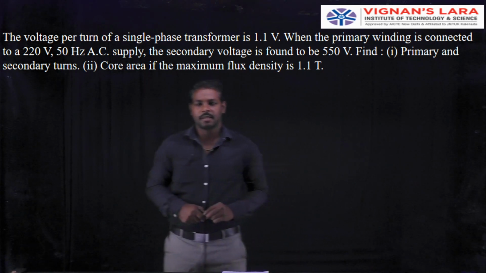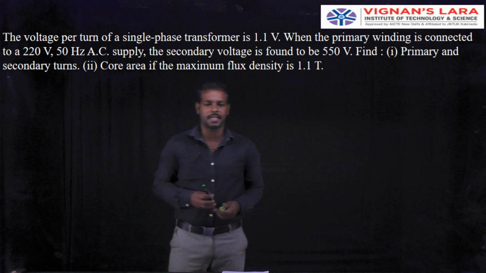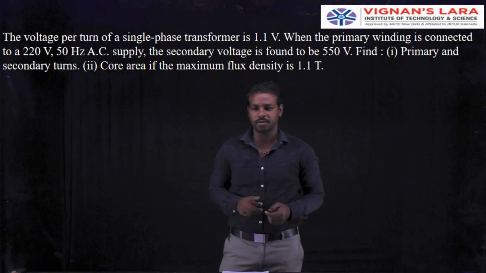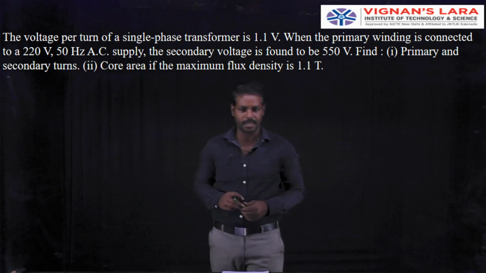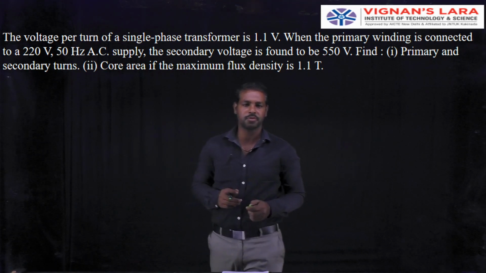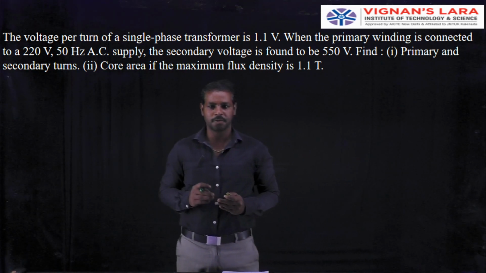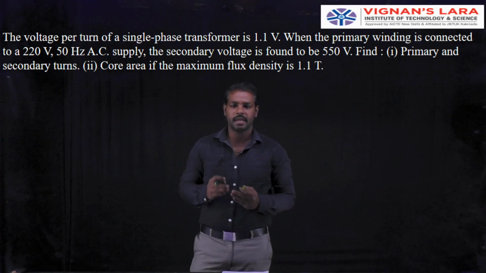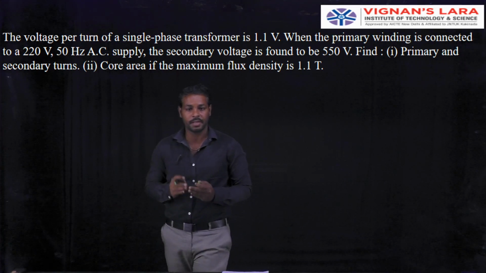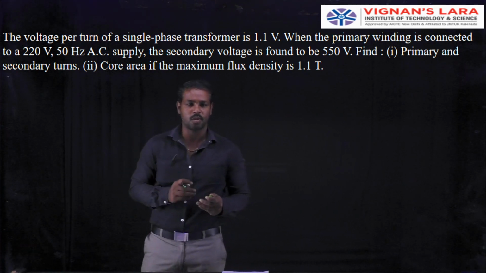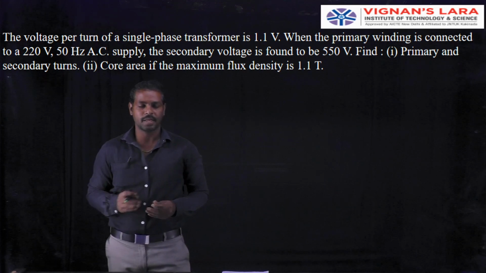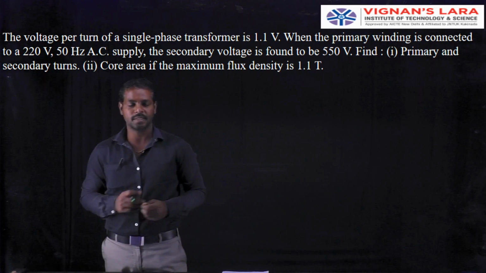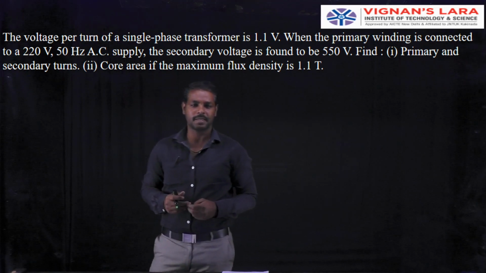So the next one: the voltage per turn of a single phase transformer is 1.1 volts. When the primary winding is connected to a 220 volts 50 Hz AC supply, the secondary voltage is found to be 550 volts. So find the primary and secondary turns. The second part is the area of cross section or core area if the maximum flux density is 1.1 Tesla. Tesla, that is Weber per meter square, is the unit of magnetic flux density.